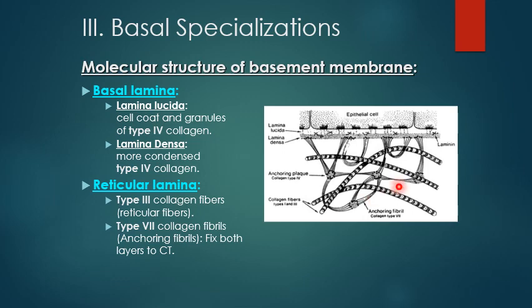The molecular structure: the basal lamina, which is related to the epithelium, is formed of collagen type 4 and the cell coat of the epithelium, while the reticular lamina is formed of collagen type 3, which is the reticular fiber. There is collagen type 7, anchoring fiber, anchoring the basal lamina with the underlying connective tissue.